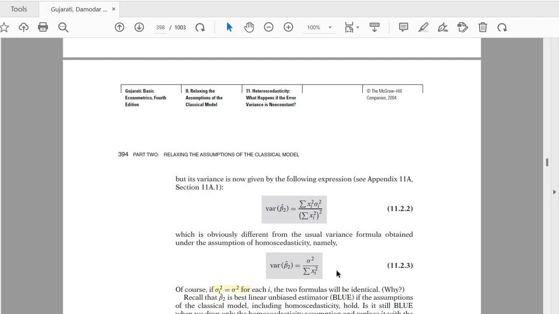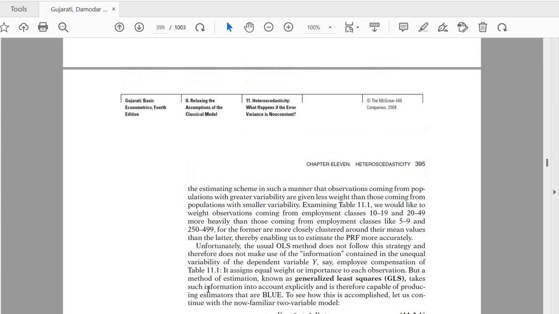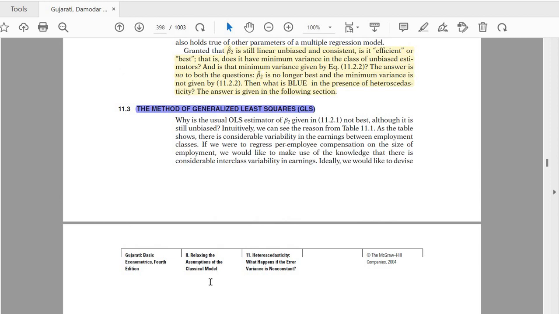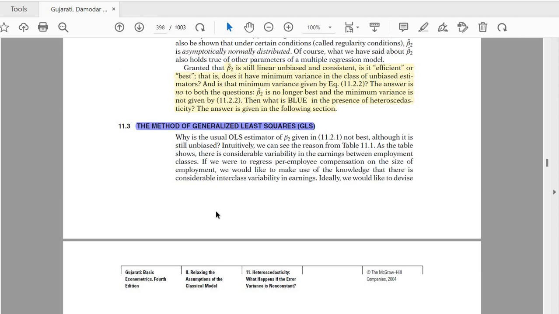The test of significance and the confidence interval are no more reliable in the presence of heteroscedasticity, if the model is estimated through the OLS estimation technique. So now the question arises: how can we estimate the coefficients when the model contains heteroscedasticity? The answer is the method of generalized least squares.